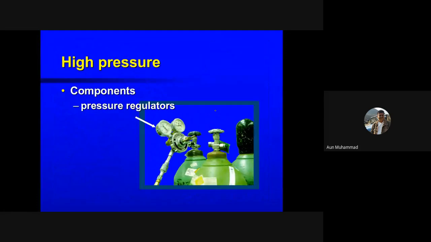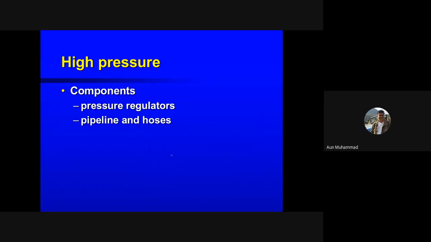So this high pressure component is composed of these regulators, and when your gas tank is filled, these regulators will be showing the quantity of the amount of pressure in the container. So high pressure means there is a huge quantity of oxygen available within the tanks. They are connected with the pressure regulators, and they are connected with pipelines and hoses. They can further supply or carry the oxygen from the tank into the machines.